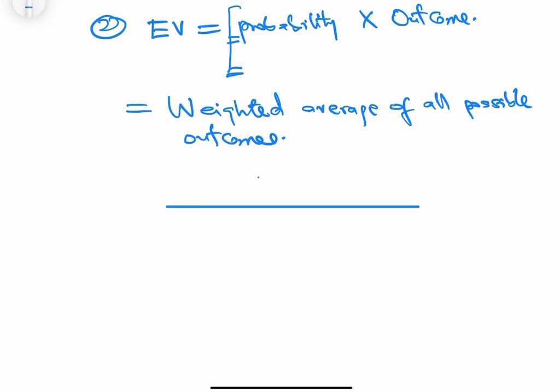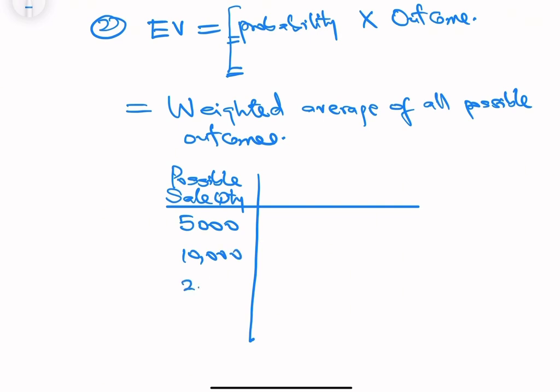So let's say we have possible sale quantity. Let's say we have done our market research, we got data, and we have the possible sale quantity. Say we can sell 5,000 units. We see that we can actually sell 10,000 units. It is possible to also sell 2,000 units. However, the probability of selling each of these outcomes varies. So what is the probability? We need to get the probability. Probability of selling 5,000 units is 70%. This is 20%. And the probability of selling 2,000 units is just 10%.